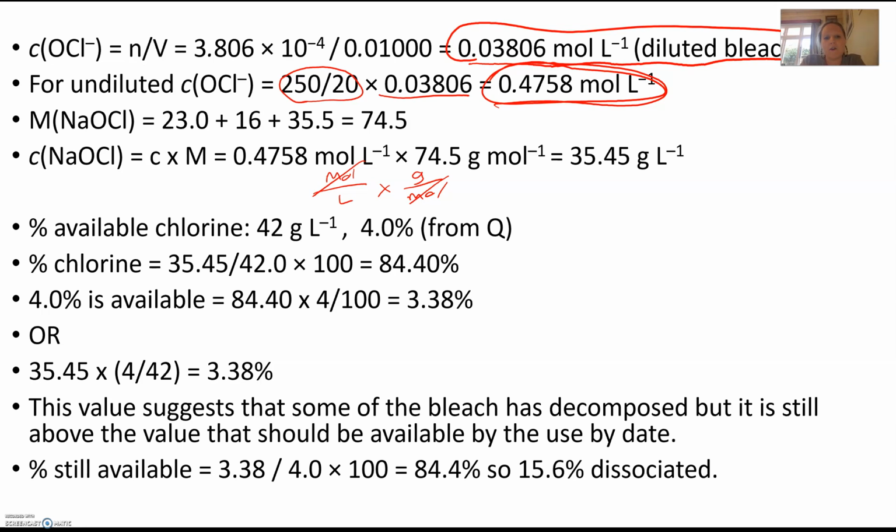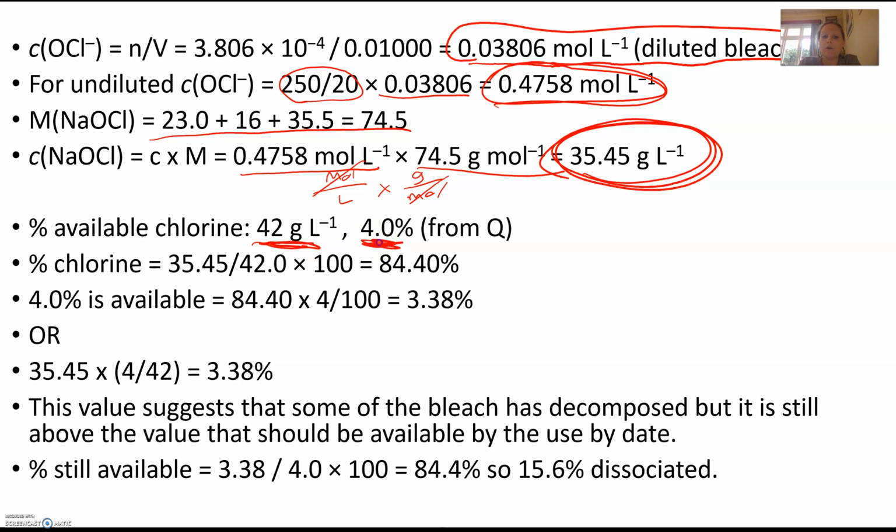So we need to work out, first of all, the molar mass of NaOCl, and so we add all of those masses from the periodic table, and then we take our concentration in moles per litre, times it by the molar mass, and you end up with this being your concentration, 35.45 grams per litre. Now, in the question, they said that if you had 42 grams per litre of bleach, the maximum amount of available chlorine was 4%. So 4% is your maximum amount. So we need to see how much we've got.